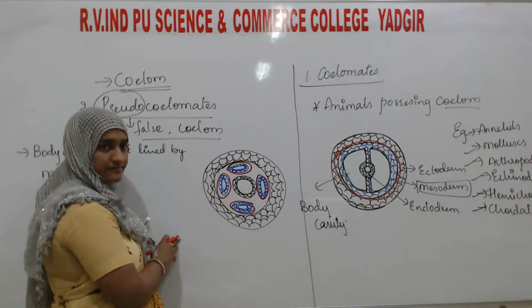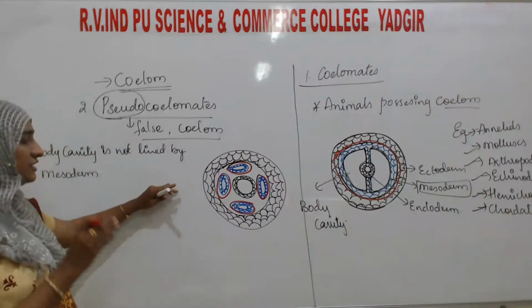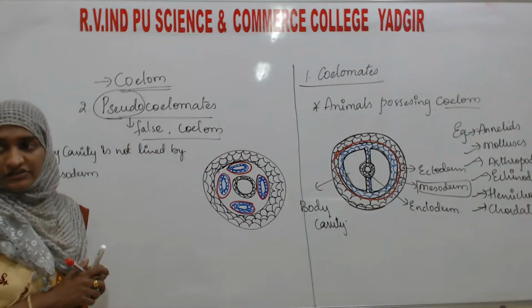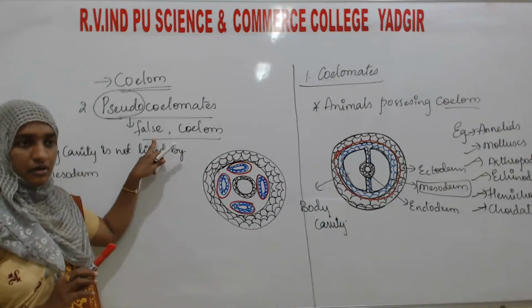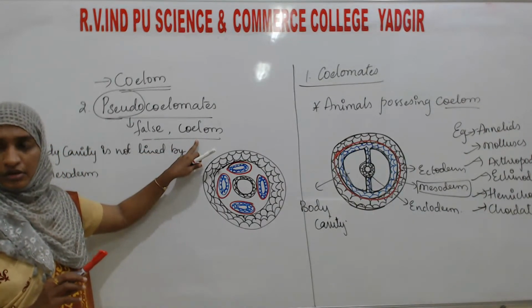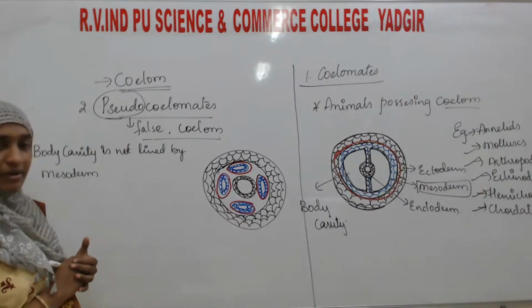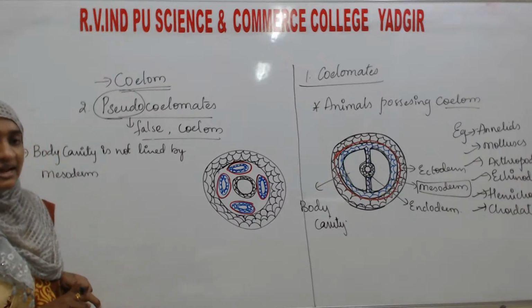the body cavity. Such a type of body cavity, or such a type of coelom, we call the pseudocoelomates. They are not a proper, false coelom. Okay, see here, the body cavity is not lined by mesoderm, but mesoderms are present in scattered pouches.